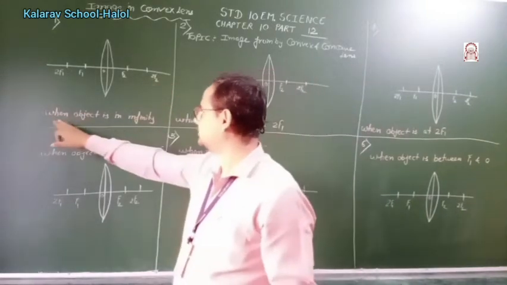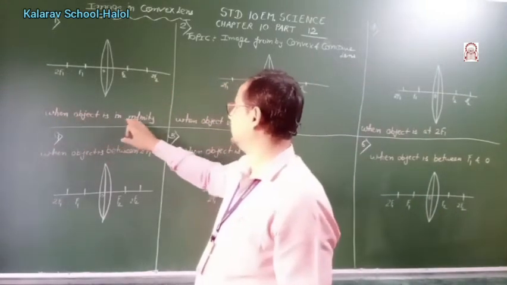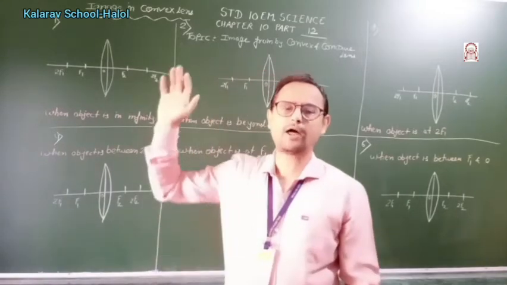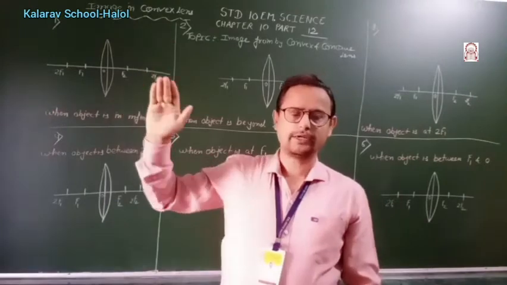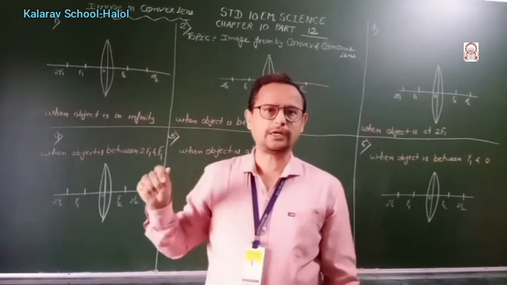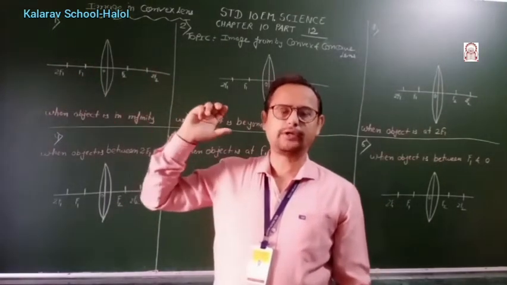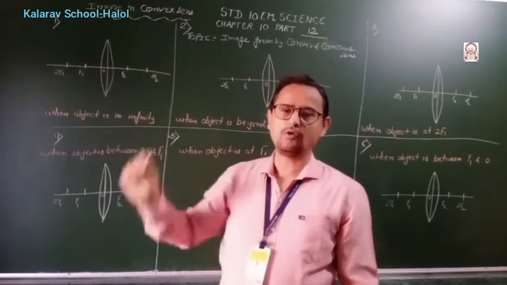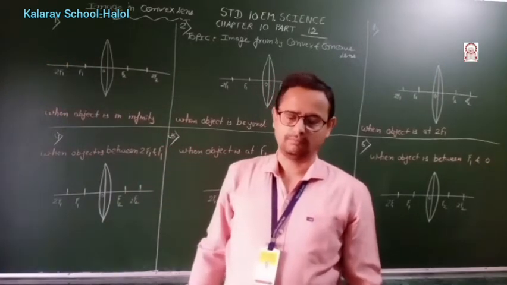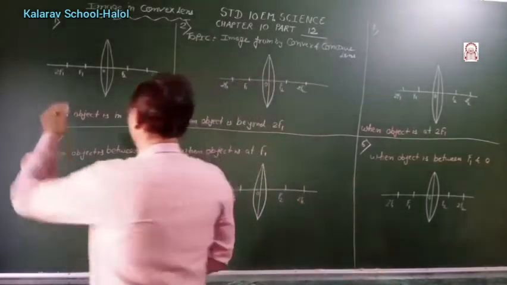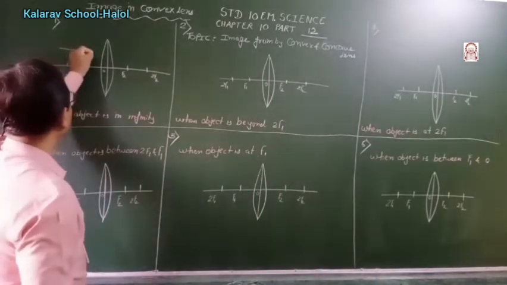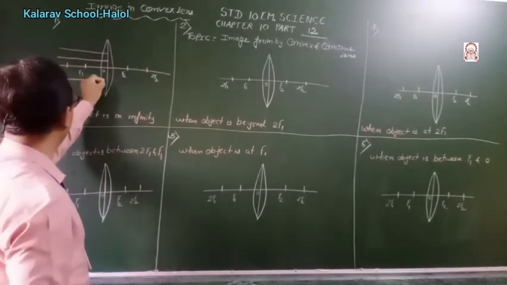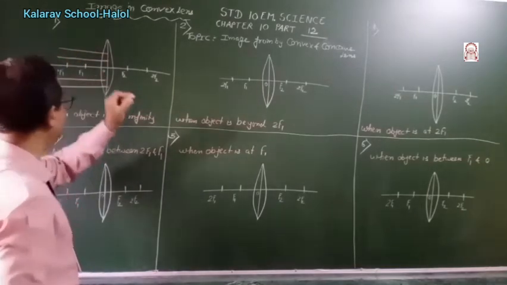Here it is mentioned that when the object is at infinity, the meaning of infinity is that it is very far away. You can just say that the sun is too far, if you want to take the image of the sun. It is infinite distance. So how will the image be formed? At that time rays will come parallel to the principal axis, like this way.